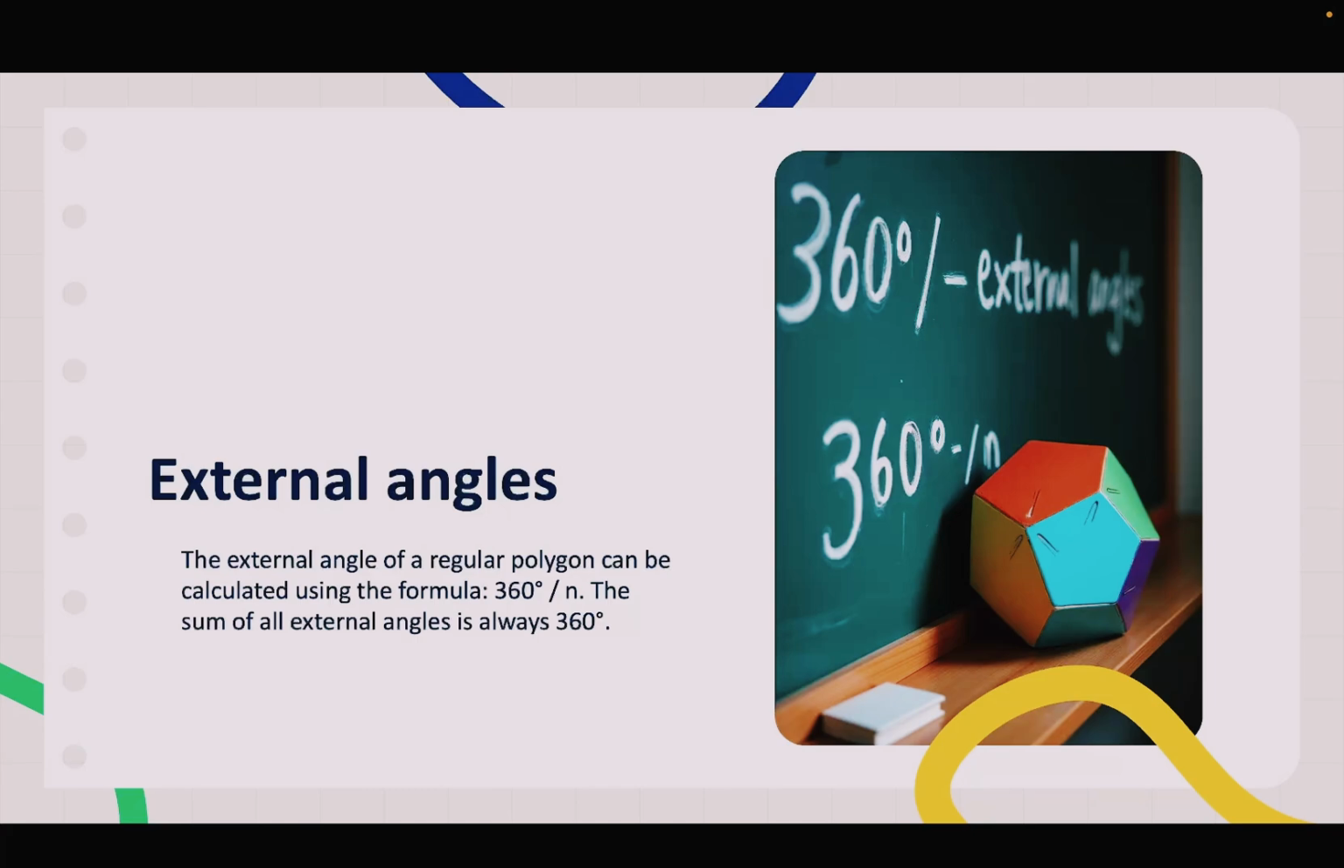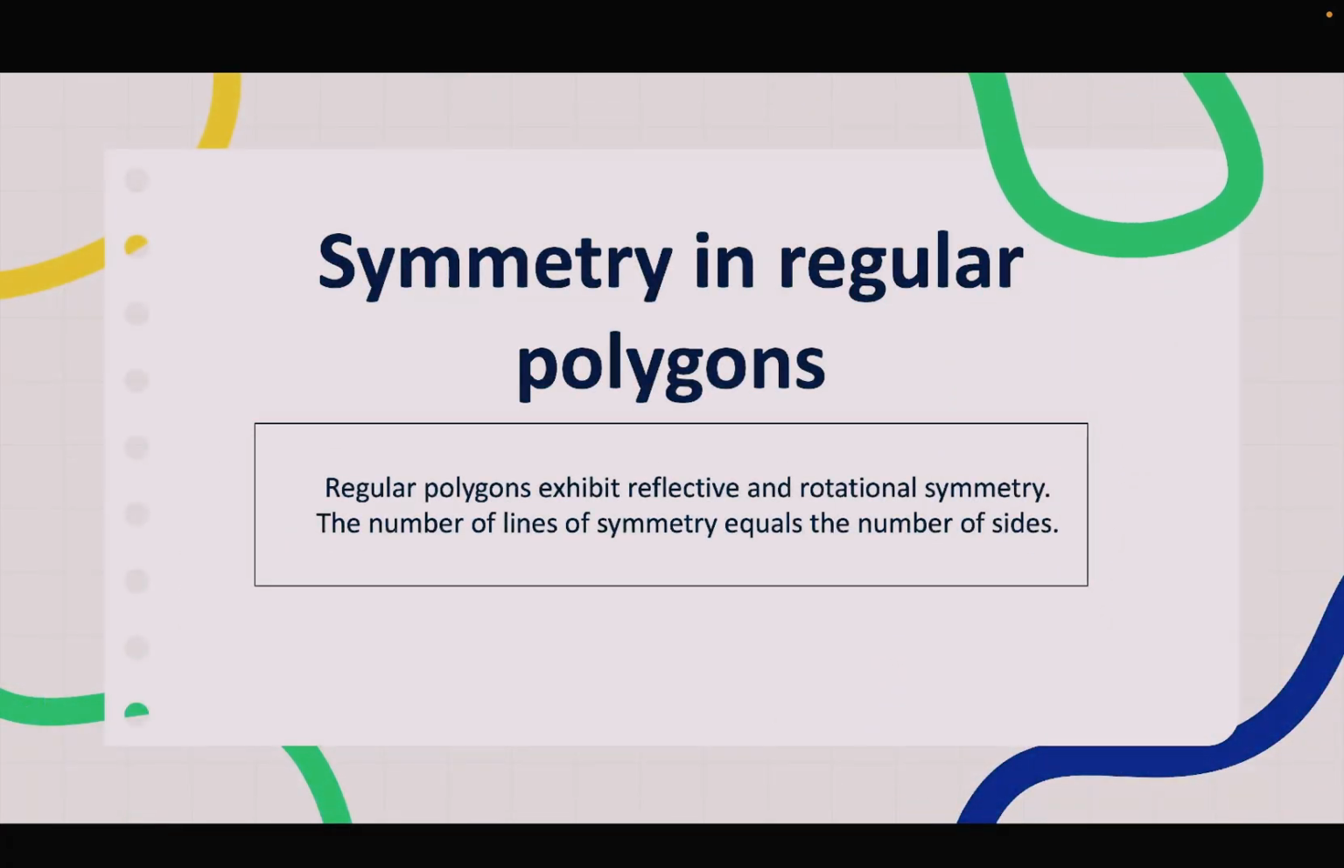Now to the external angles. The external angle of a regular polygon can be calculated using the formula 360 divided by n. As we discussed earlier, n is the number of sides of a polygon. The sum of all external angles is always 360.